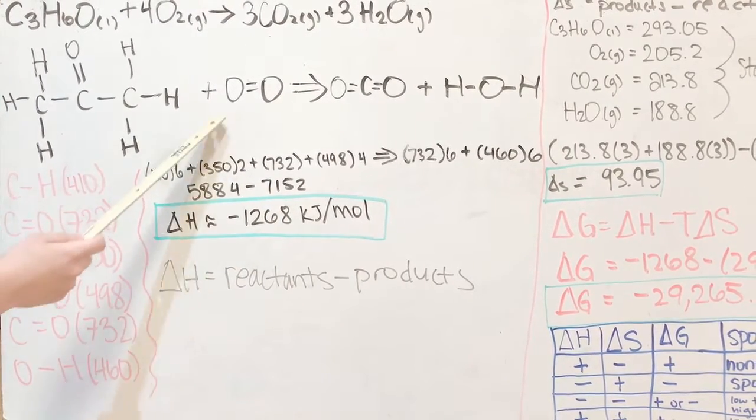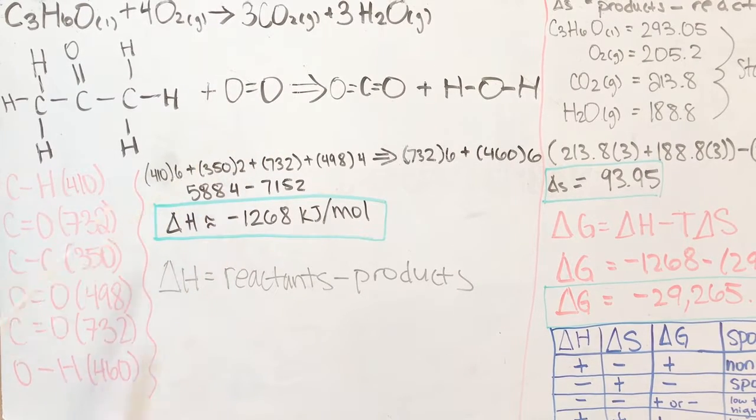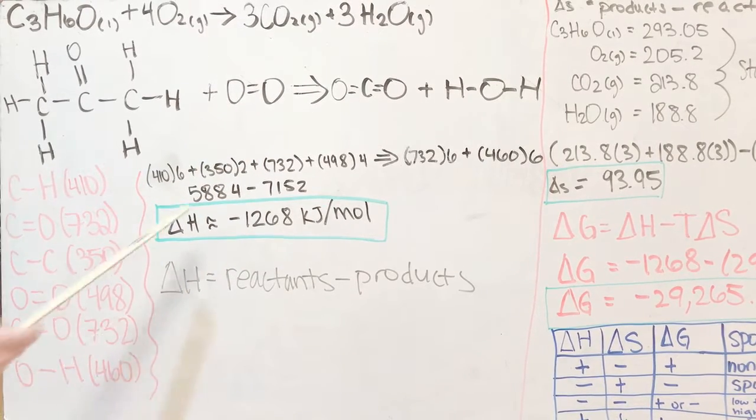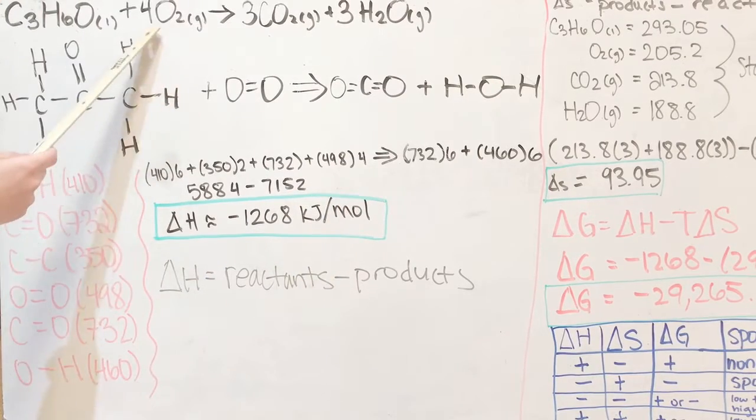The next one, you see that there's a double O, and the double O is 498, but we multiplied it by 4 because there's a coefficient of 4 up here.